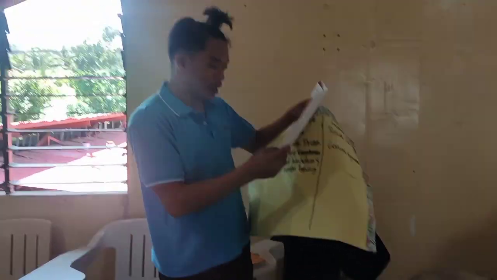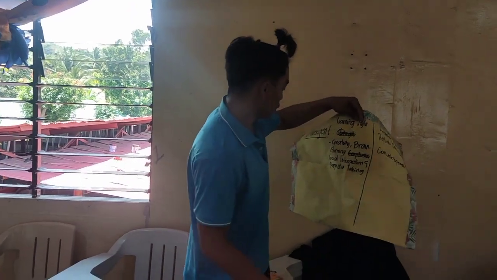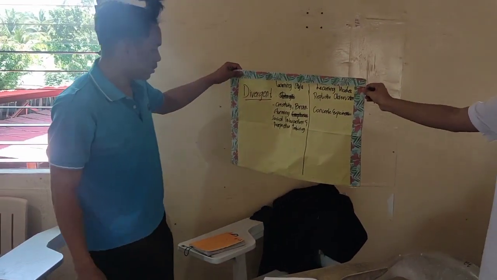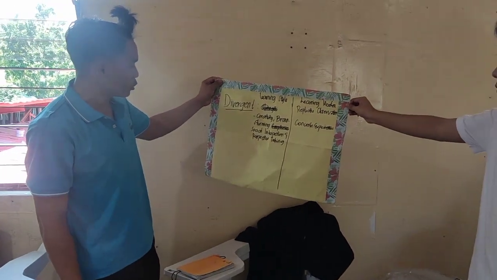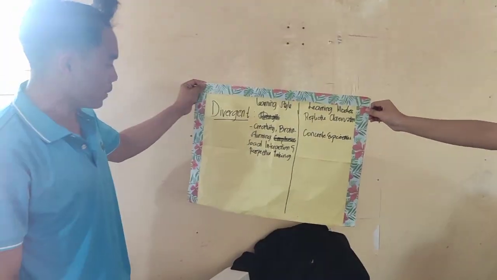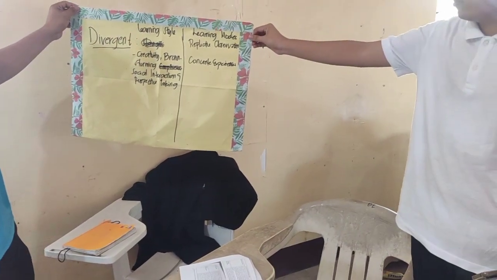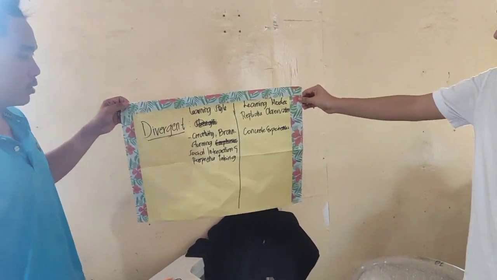Explain the divergent learning style and its learning modes. Divergent learning style is creative and brainstorming, with social interactions and perspective taking. And the divergent learning modes are reflective observation and concrete experience. And that's all. Group 2, you have a brilliant idea.